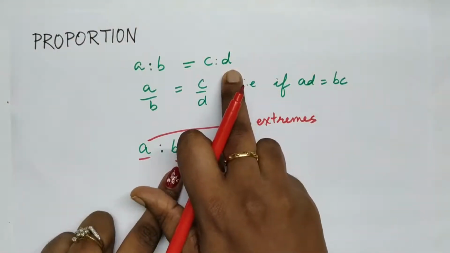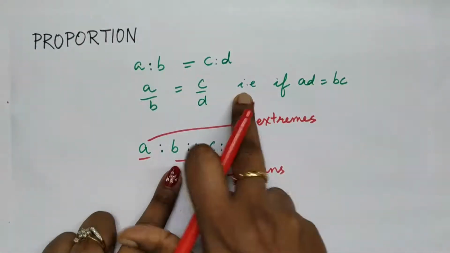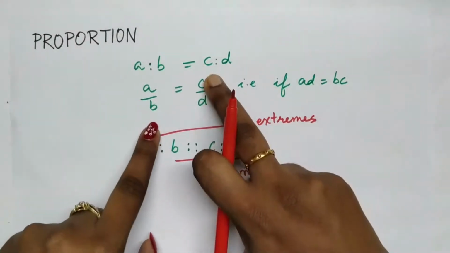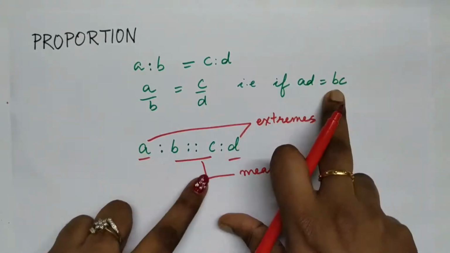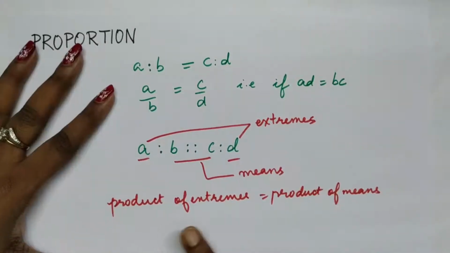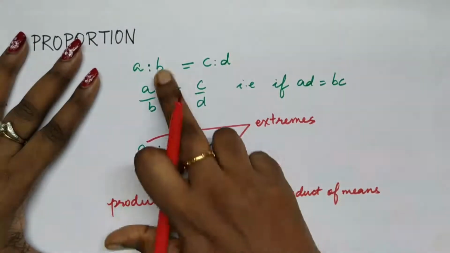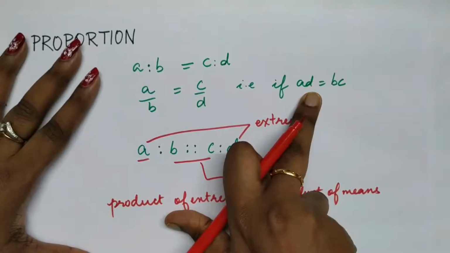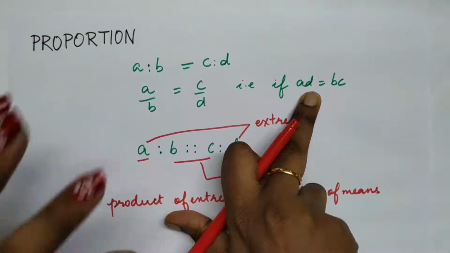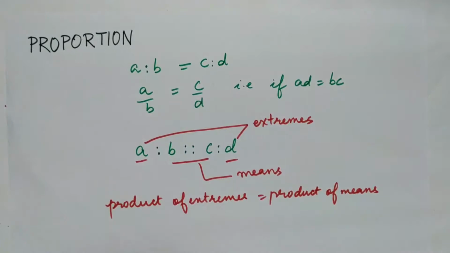So if I say that A is to B equal to C is to D, then D is a fourth proportional, right? And A by B equal to C by D, that is AD equal to BC. If you see AD, they are the extremes, and BC, they are the means. So I can say that the product of the extremes is equal to the product of the means. This is the cross product rule. And if this value is not equal, then they are not in proportion. So if you have understood the concept of proportion, you will be able to solve questions and check whether ratios are in proportion or not.